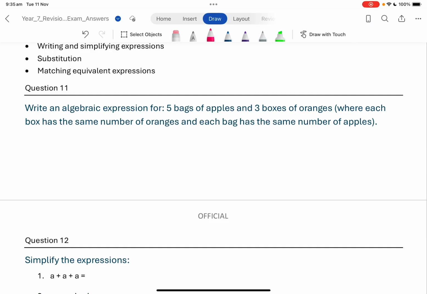Okay. Algebra. Question 11. Write an algebraic expression for 5 bags of apples and 3 boxes of oranges. Well, A and O. Actually, O is a terrible pronumeral to use. For oranges, I'm going to use the letter R. Where they each have the same amount. So if we were writing the total amount of apples and oranges we'd have 5A plus 3R.